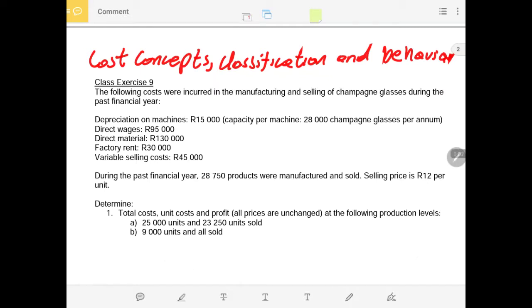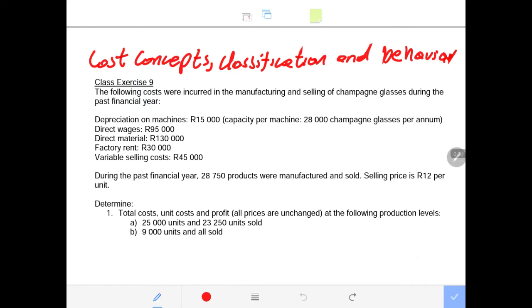Good day, students. Once again, I'll be recording this question on cost concepts, classification, and the behavior of cost. This is class exercise 9 that I have in my resources, and it says the following costs were incurred. Take note, they were incurred already in the manufacturing and the selling of champagne glasses during the past financial year. They call it previous year.